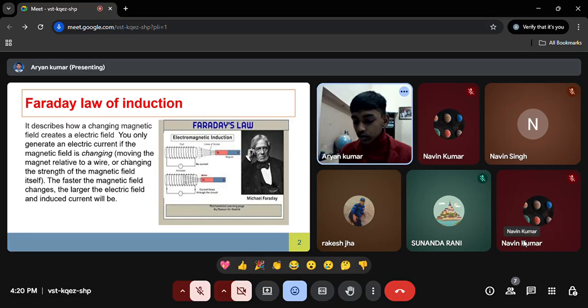Okay, when we moved the magnet, it created electricity. But how did that happen? What happened in that wire? Do you know? No, Aryan.